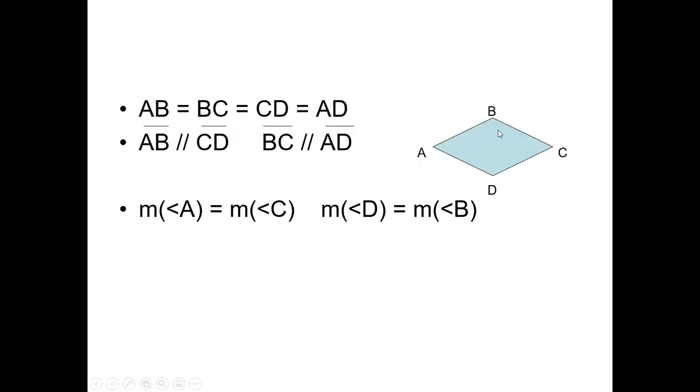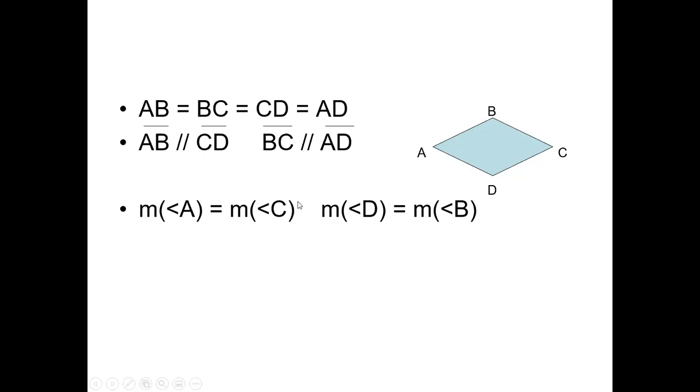This rhombus A, B, C, D. In this rhombus, all its sides are equal. And the length of AB equals the length of BC equals the length of CD equals the length of DA. The 4 sides here are equal. And the second property, each 2 opposite sides are parallel. AB and CD, they are parallel, they never intersect. And BC and AD, they are opposite here, they never intersect, they are parallel.